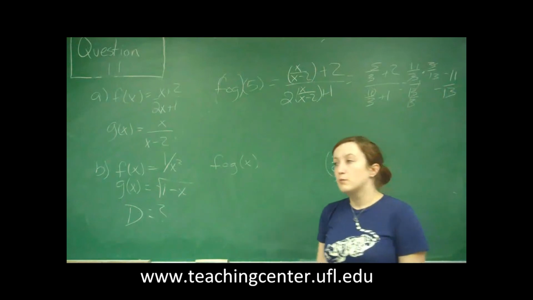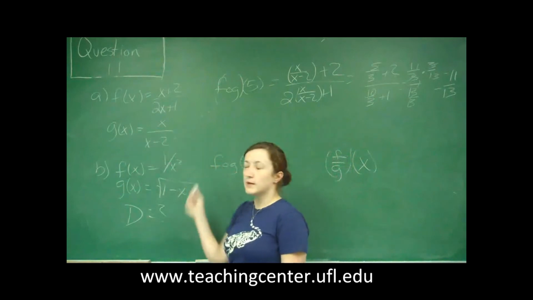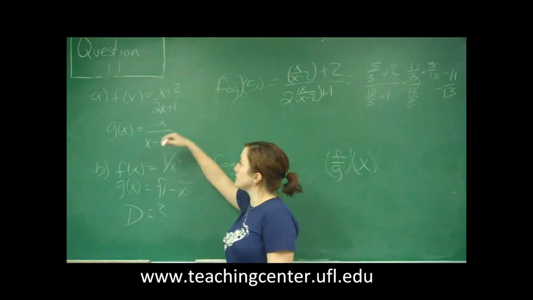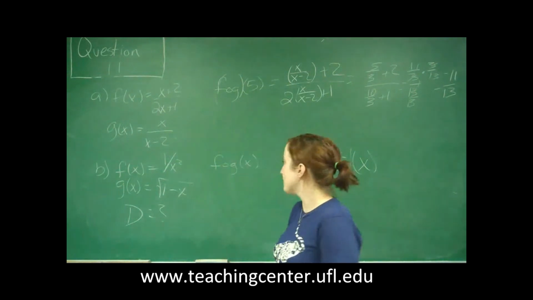You could have also found what g of 5 was. And g of 5 would be 5 over (5 - 2), which is 5/3. And anytime you saw an x in the f of x equation, you could have just plugged that in. So either way, it works out.